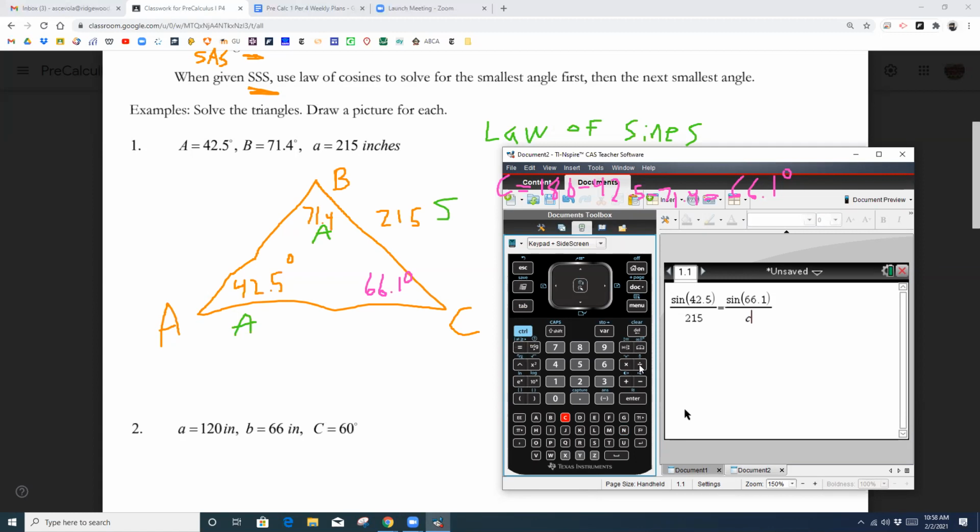So now to solve that, I'm going to cross multiply. I would put the C on this side and then the 215 on this side. So cross multiply. And then now I could divide both sides by the sine of 42.5. And I get C.